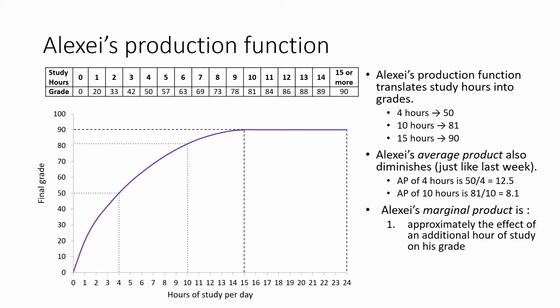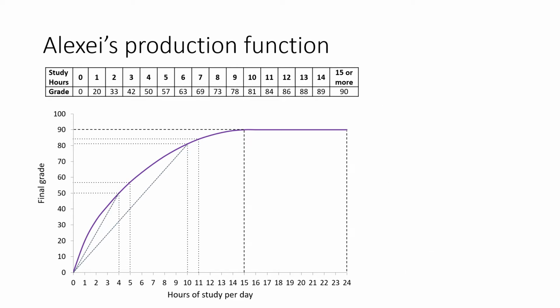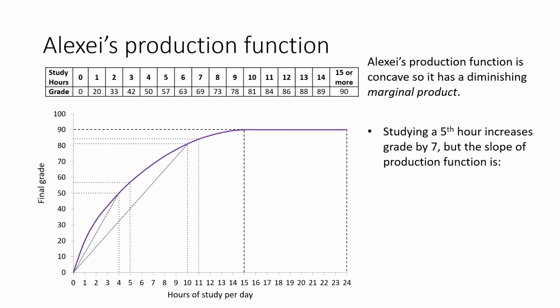Alexei's marginal product is approximately the effect of an additional hour of study on his grade. It is precisely the slope of the production function at any point. Alexei's production function is concave, which implies that Alexei's production function exhibits diminishing marginal product.